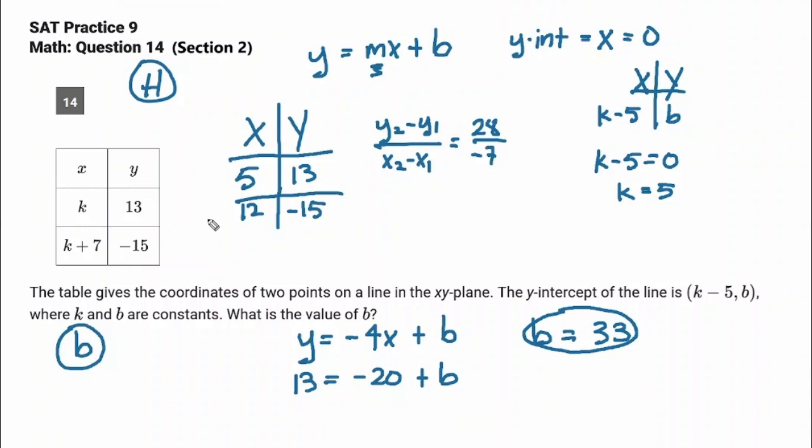This problem is a hard problem. It's not crazy hard, but it does take some work. It does take some steps. Write them down, get it right, move on.